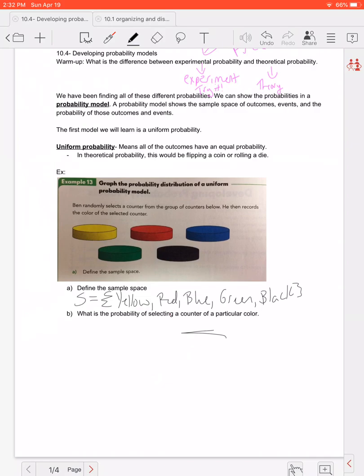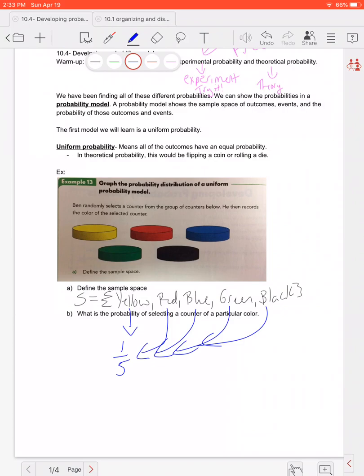Okay? And if I'm looking at this, if I were to put these all in a bag, what's the probability of each one occurring? Well, the probability of getting yellow would be 1 out of 5. Probability of getting red would be 1 out of 5. Probability of blue, green, and black would all be 1 out of 5. Okay? Because I have equal chance of picking them. One's not bigger than the other. There's not multiple blue ones. There's not multiple red ones. There's 1 of each out of the total 5, and they're all the same size.